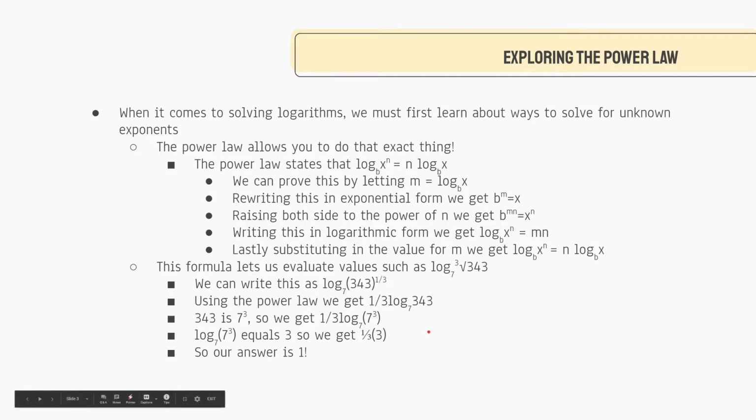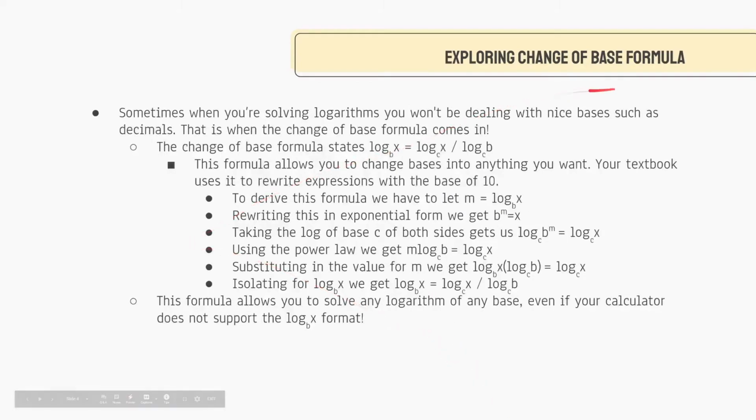This also helps you further your understanding of logarithms, which is always a good thing. Now, let's talk about the change of base formula. So sometimes when you're working with logarithms, you're going to deal with some ugly bases and or just numbers you can't input into a calculator. For example, some of the old calculators your school may be using or calculators that you may find online cannot or do not possess the power to input the base.